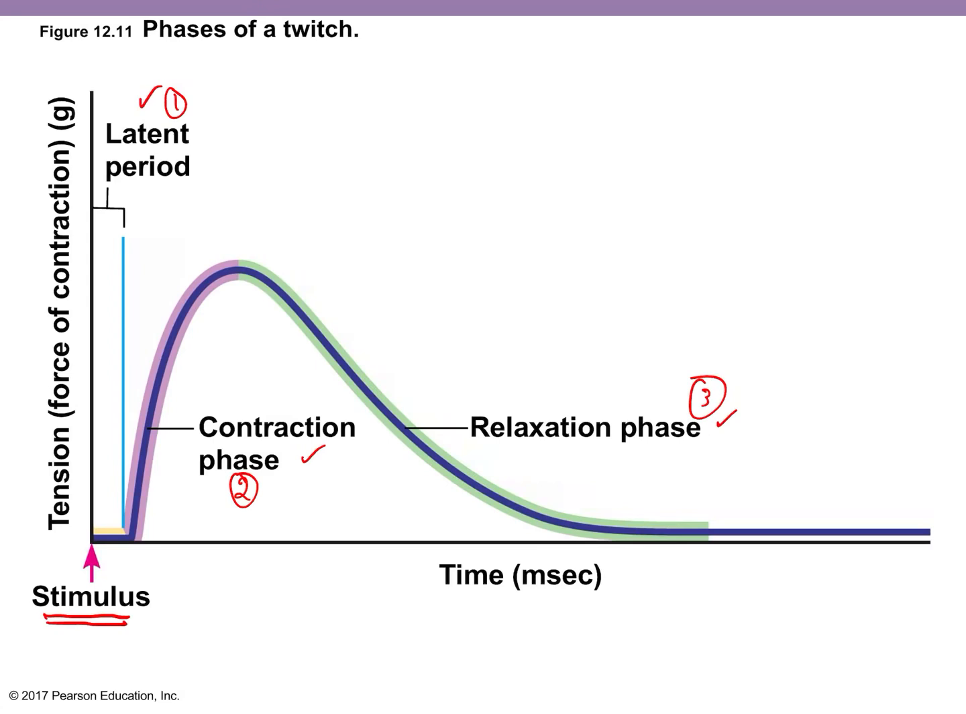cycling or crossbridge cycling. The relaxation phase is going to be the phase where it's going to drop back to 0. So calcium is being actively taken back up by the sarcoplasmic reticulum, and we're going to start to relax the muscle. And you can see it's a gradual phase. So the relaxation phase is gradual, and it's actually the longest phase out of the muscle twitch.